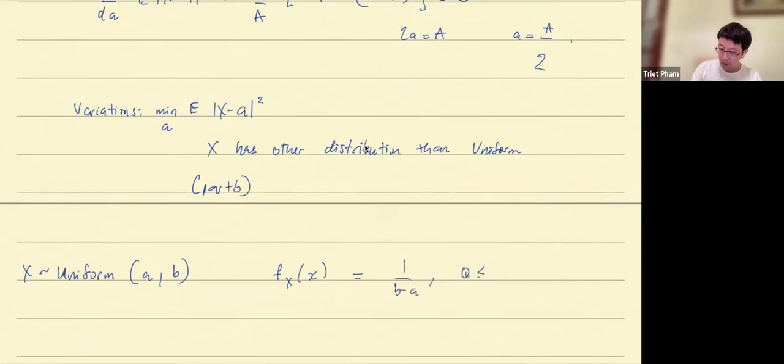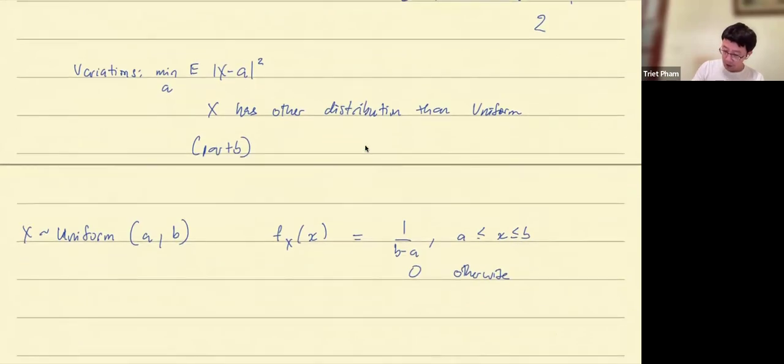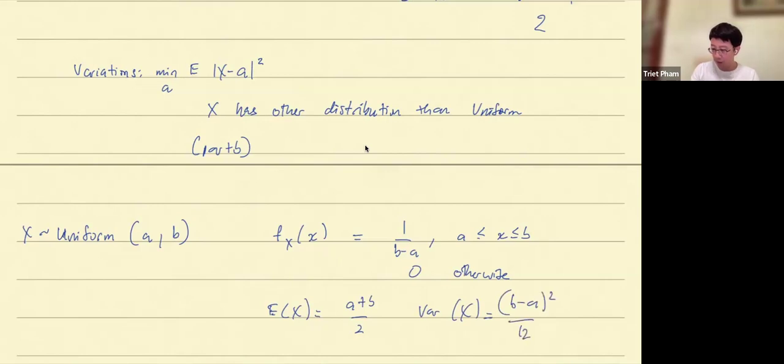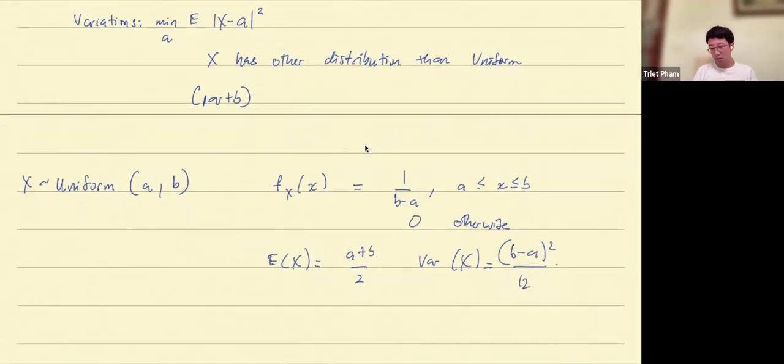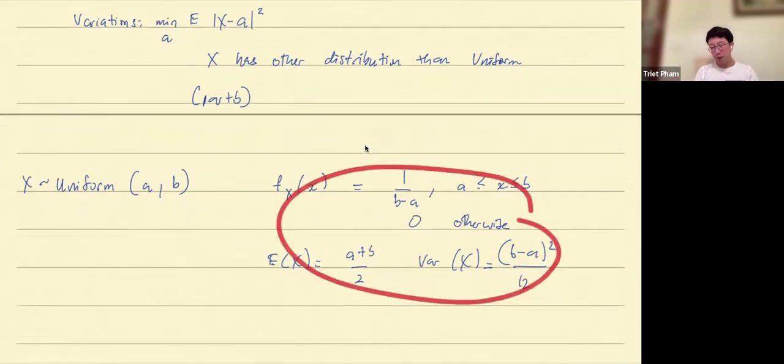between A and B, and 0 otherwise, right? Its expectation is the midpoint. Its variance is (B minus A) squared over 12, right? Again, we've done these calculations before, so I won't repeat them. The point is that these are better committed to memory than recalculated every time, but you should know them anyway.